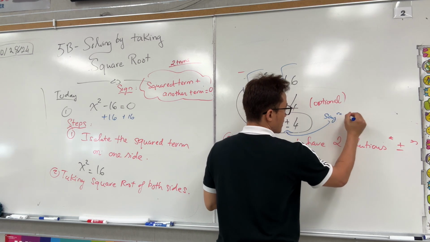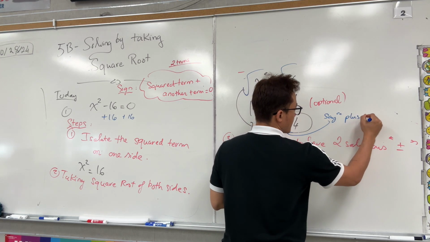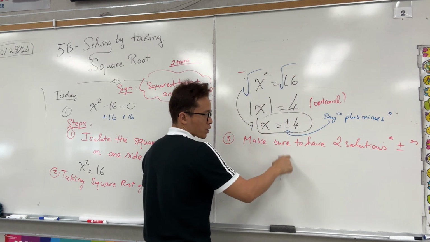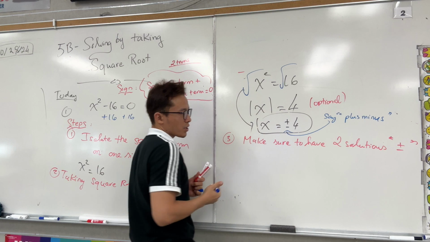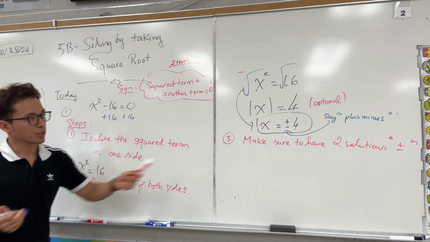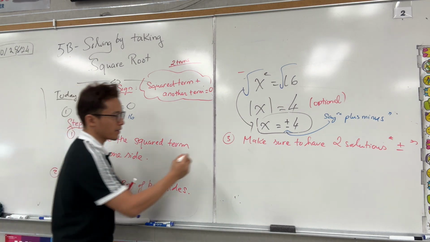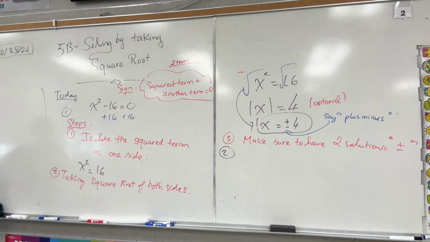Say plus minus. That means you have two solutions. One solution is positive 4, one solution is negative 4. So make sure to have two solutions, plus and minus. Sound good? Alright, example number 2.